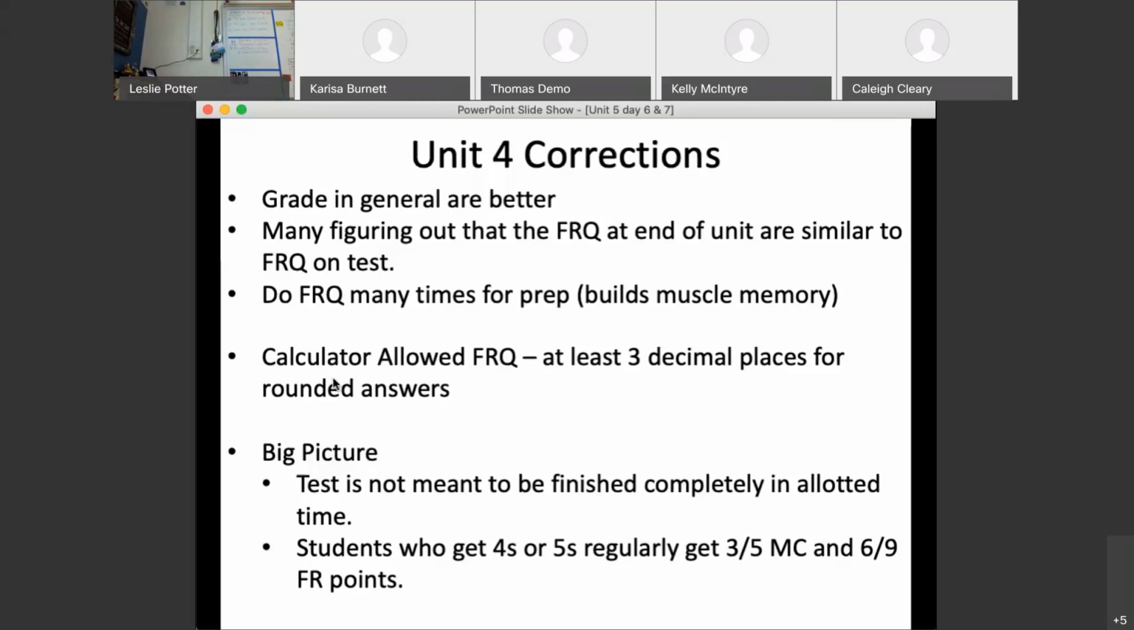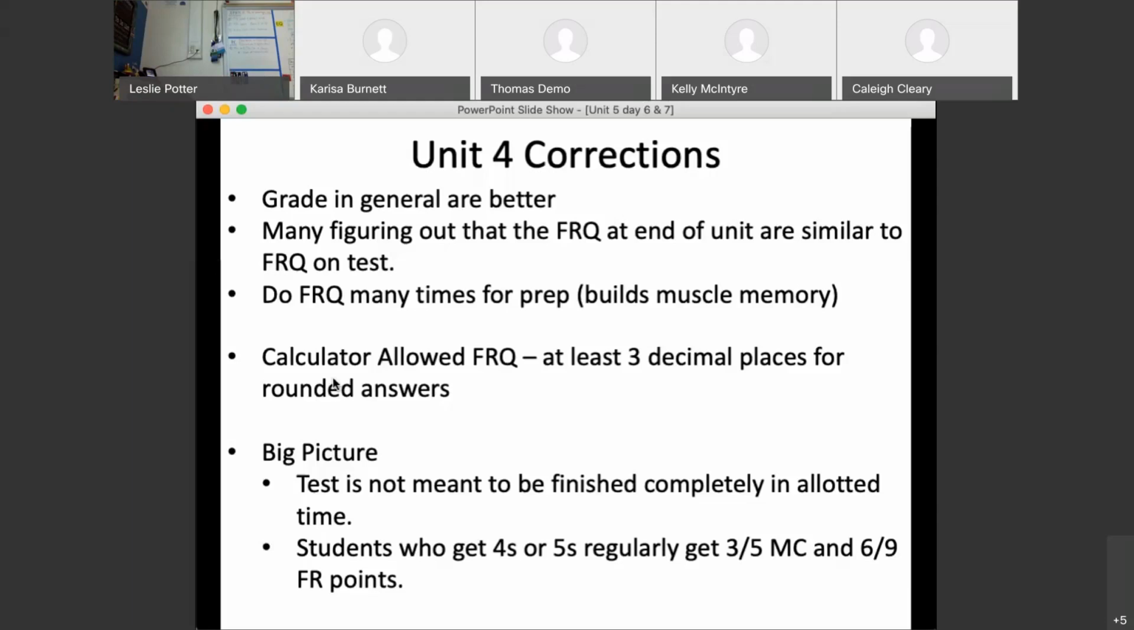Big picture: the test is not meant to be finished completely in the allotted time. Seriously, it's not. Even the College Board test in May is not meant to be finished. So the idea is focus. Students who routinely get 4s and 5s on the AP exam regularly get 3 out of 5 multiple choice questions and 6 out of 9 free response points. So if you can look at your multiple choice questions and say, I know how to do these 3, and spend all 15 minutes on those 3, you'd be in good shape. Then guess on the other 2. You might get 1 of them right.